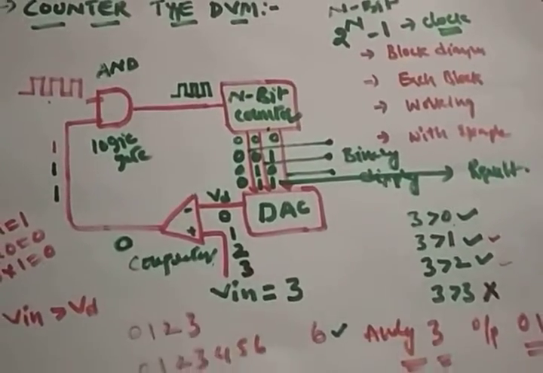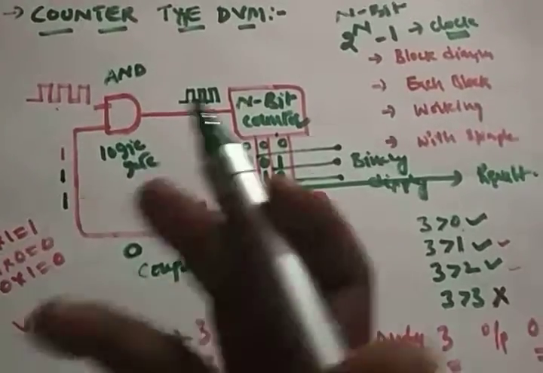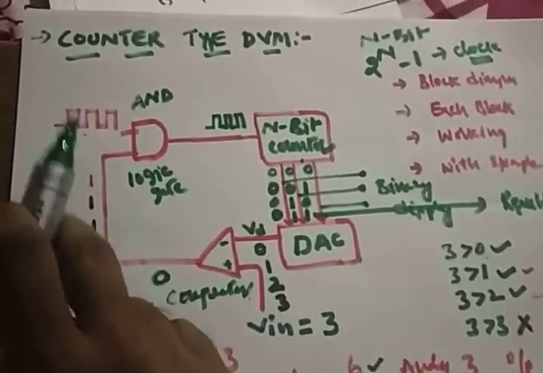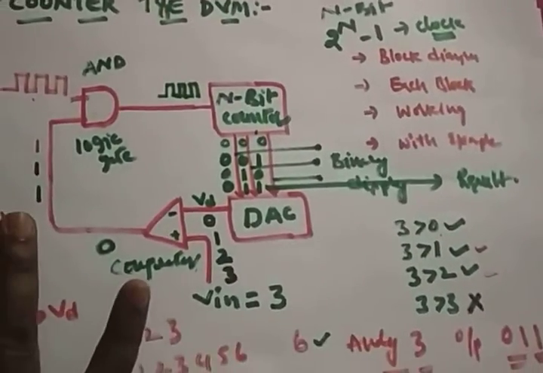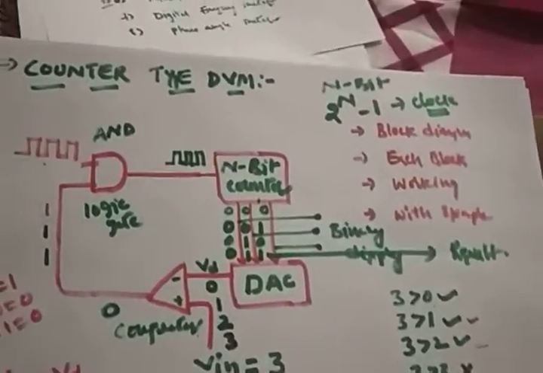When the comparator works, if V input is greater than VD, then it will set. Otherwise it resets. Once it is reset, there is no output from the AND gate. Hope it's clear, right? So this is the working of a counter type DVM.